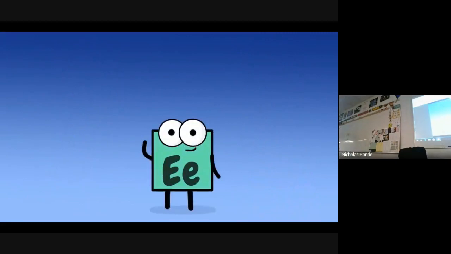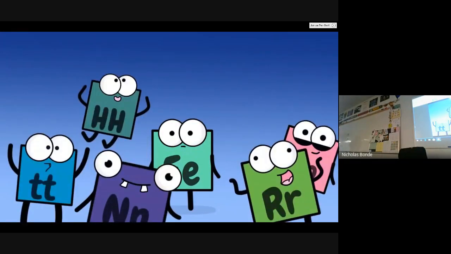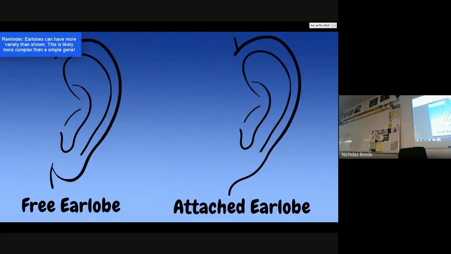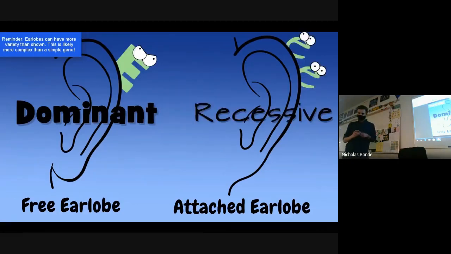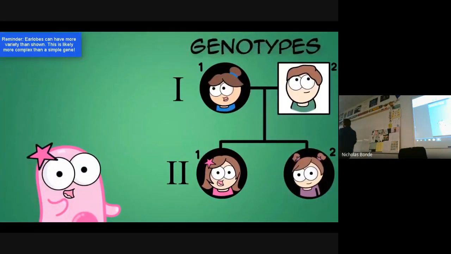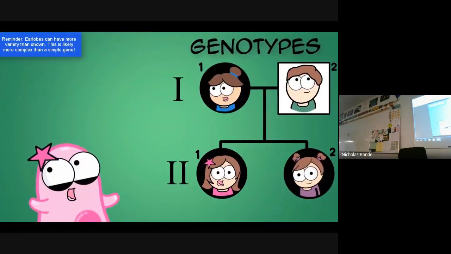And while this example is used often in basic genetics, there's probably more to this than just one simple gene. For our example, let's assume a simple gene trait, and that free earlobes is dominant, meaning at least one dominant allele must be around. Attached earlobes is recessive, showing when no dominant allele is present. So if we were to put the genotypes next to each of these shapes, what would they be?